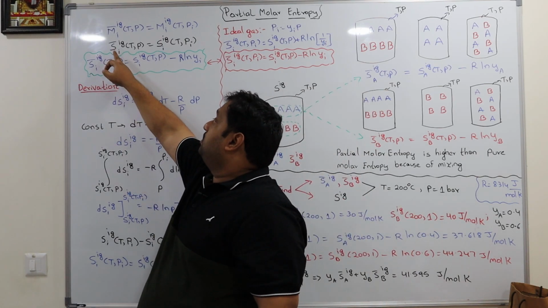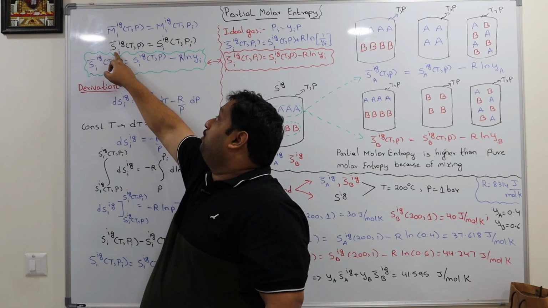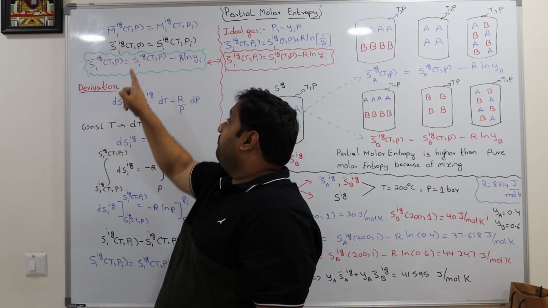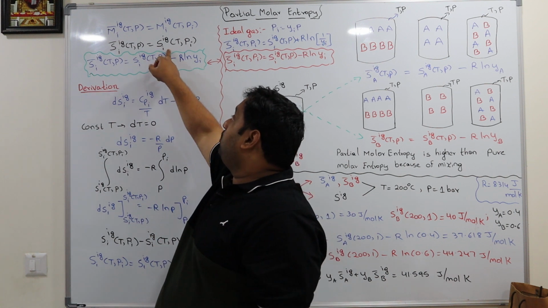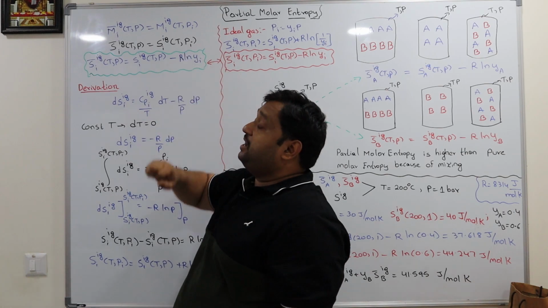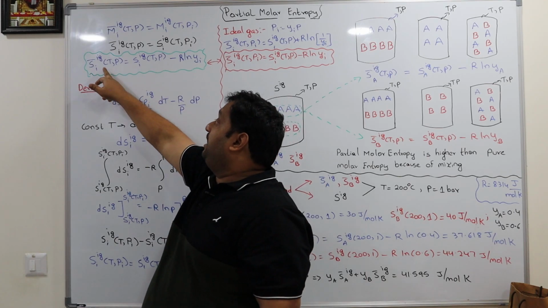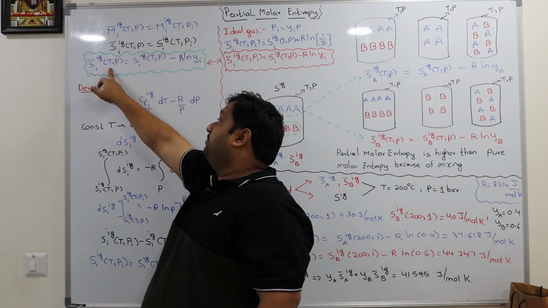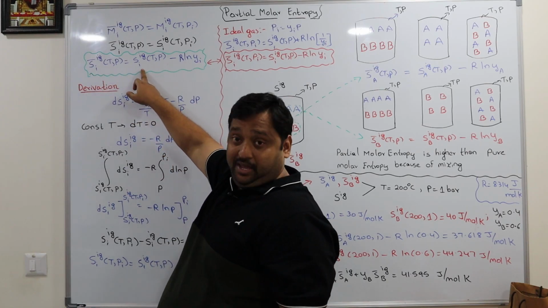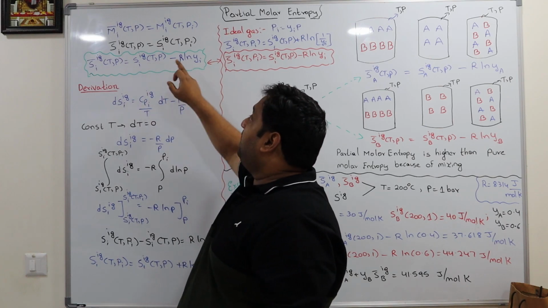So here it goes. The property we are now measuring is the entropy. The entropy of the ith component in the mixture at a given temperature and pressure will be equal to the pure component entropy at temperature T and partial pressure Pi. Another definition for the entropy of any component in the mixture at the given temperature and pressure is the pure entropy at the given temperature and pressure minus R ln Yi.